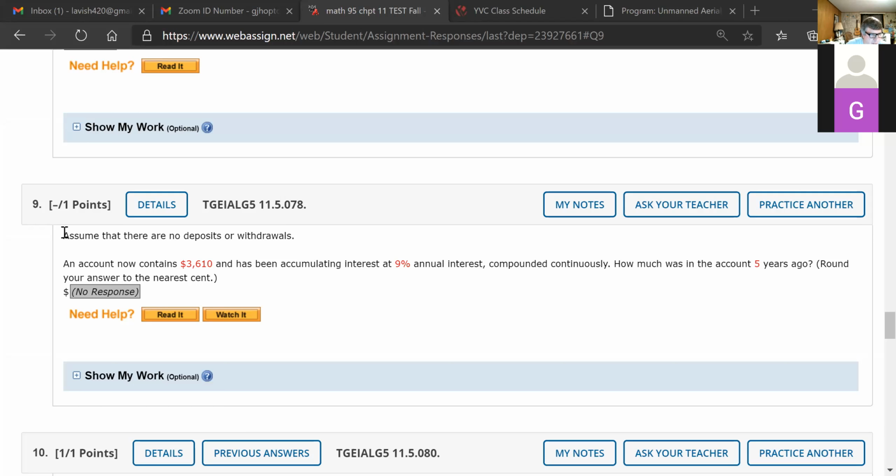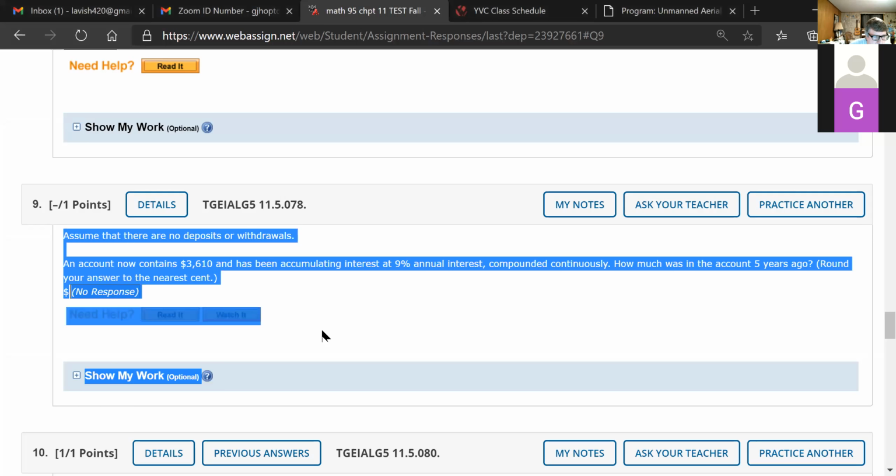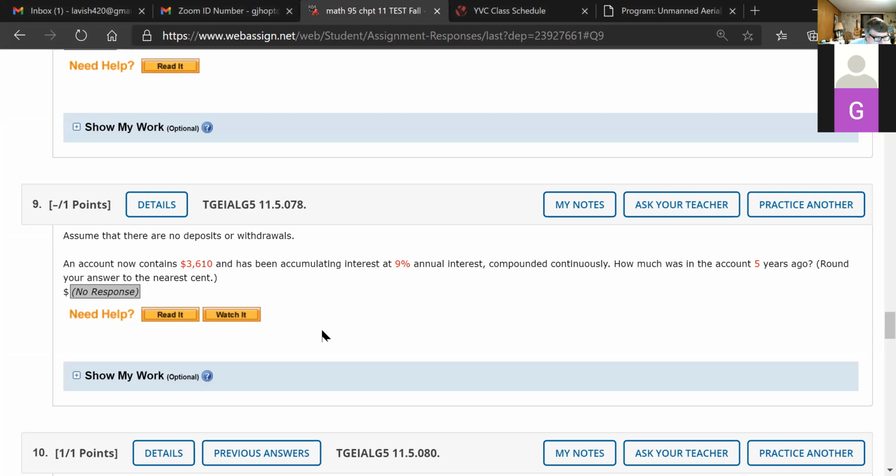Excellent. Okay, so number 9. An account now contains $3,610 and has been accumulating interest, 9% compounded continuously. So the key word to this whole thing is continuously. See where it says continuously? Yeah. So we're going to use A equals P e to the RT power.